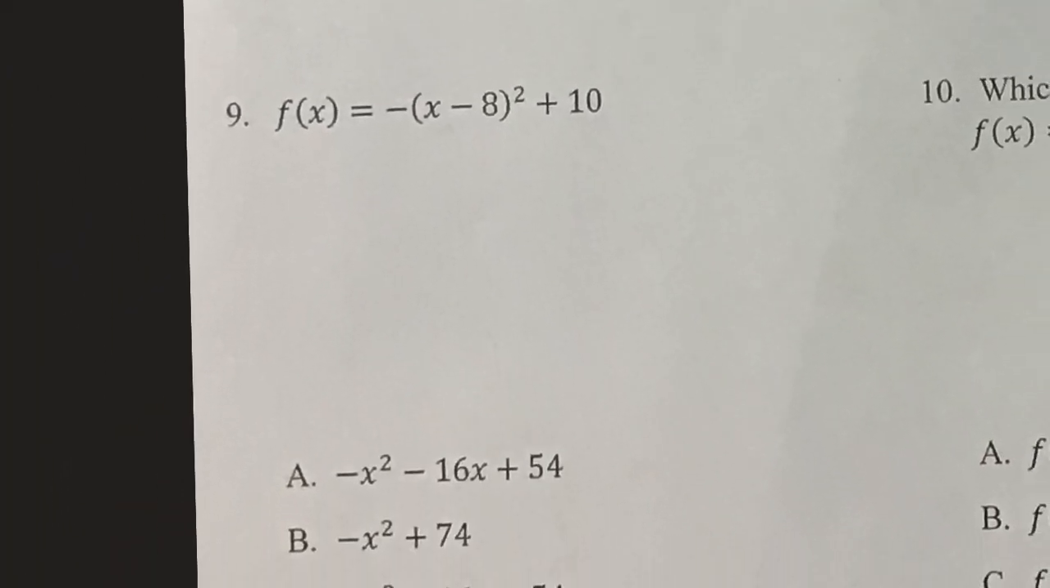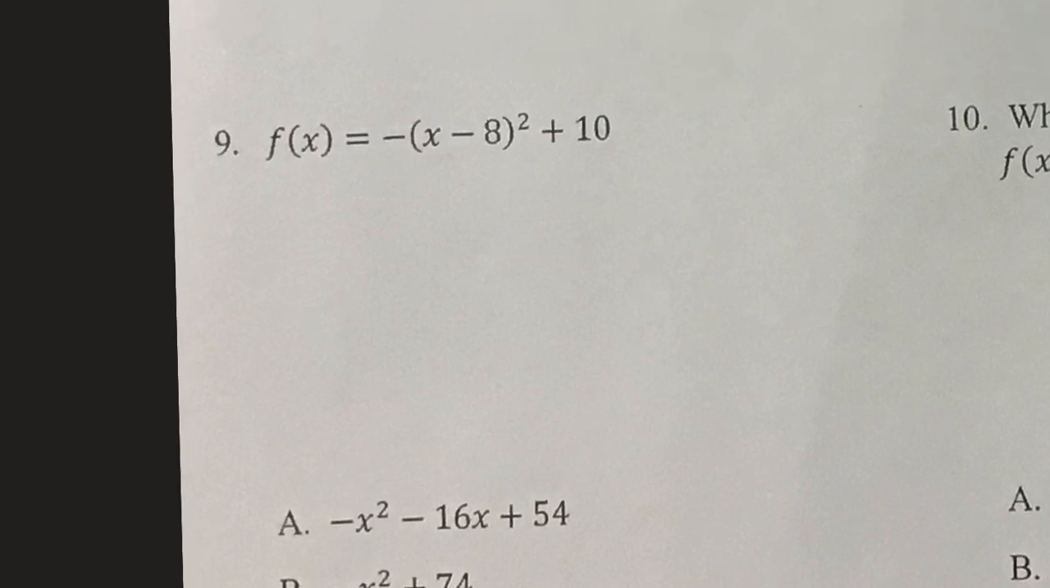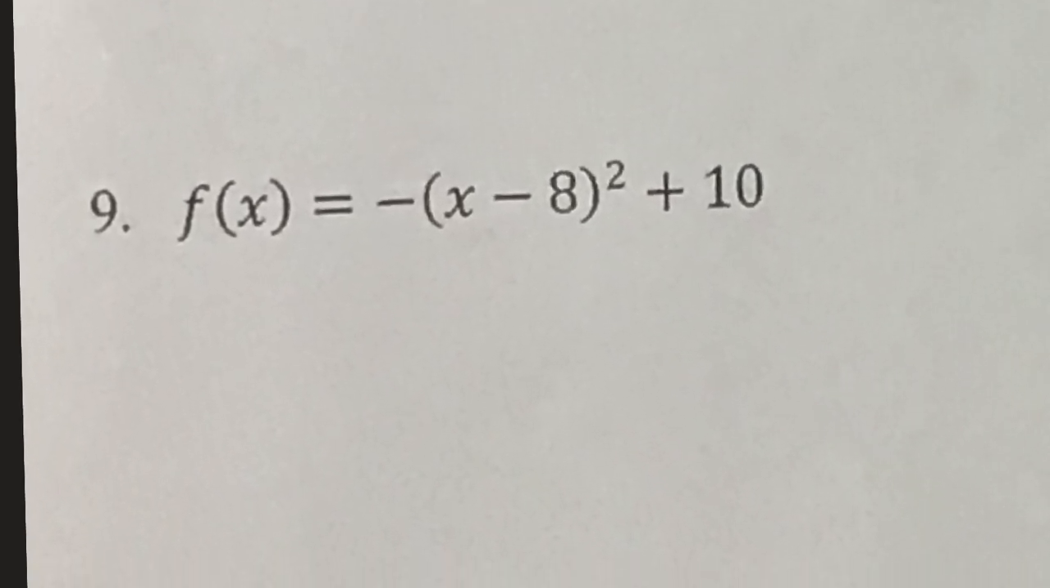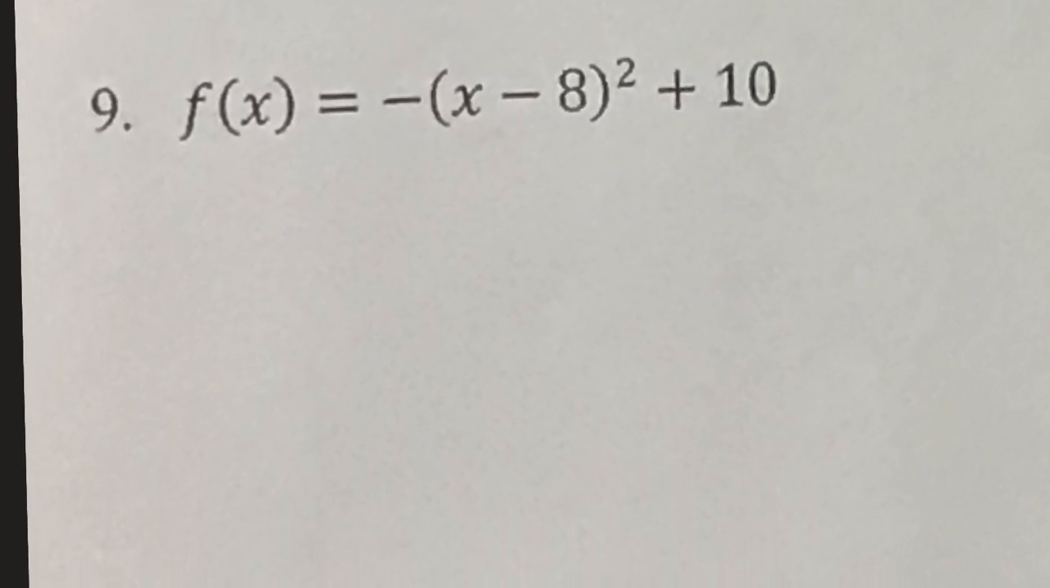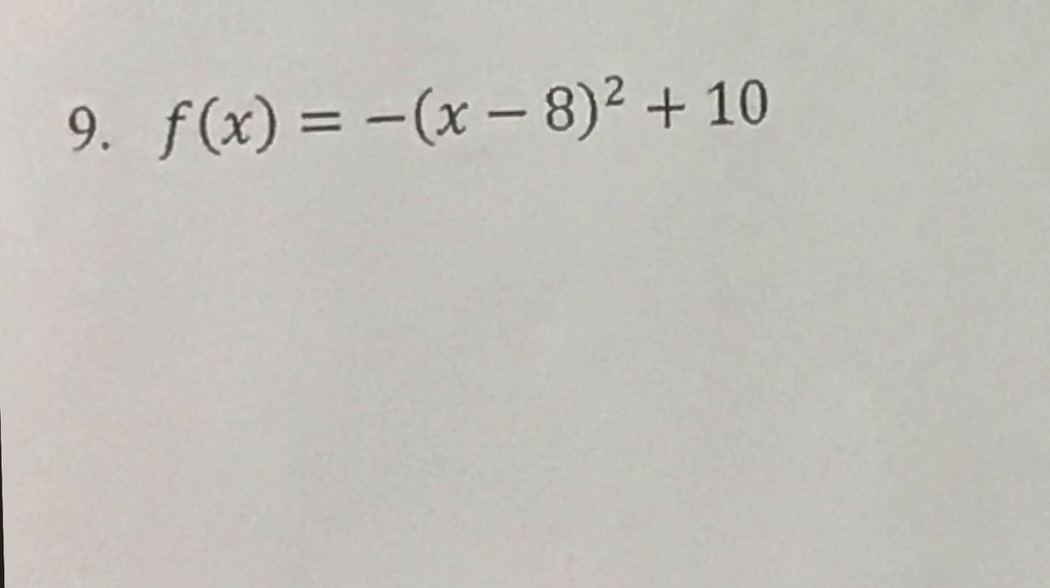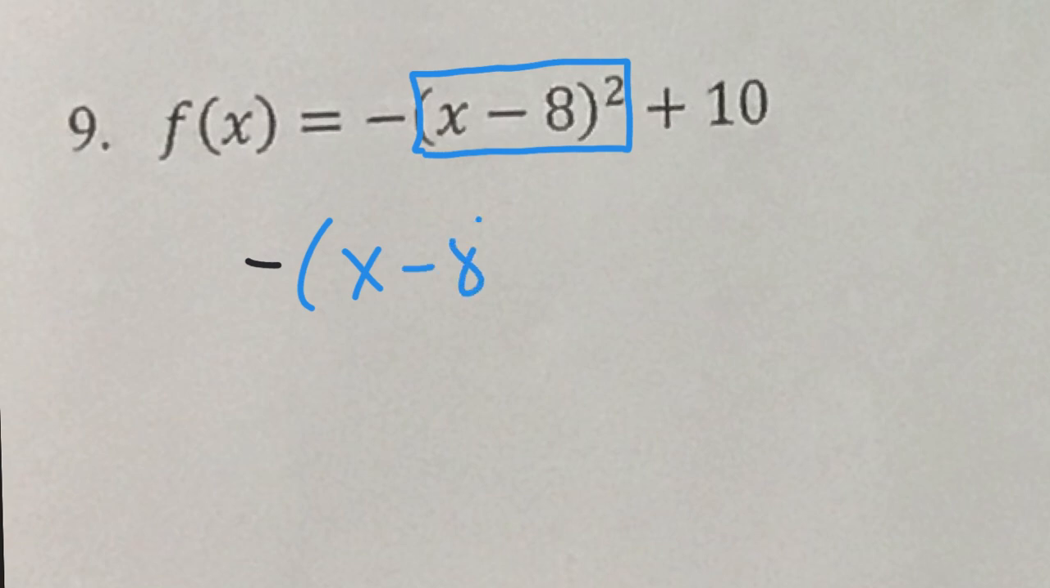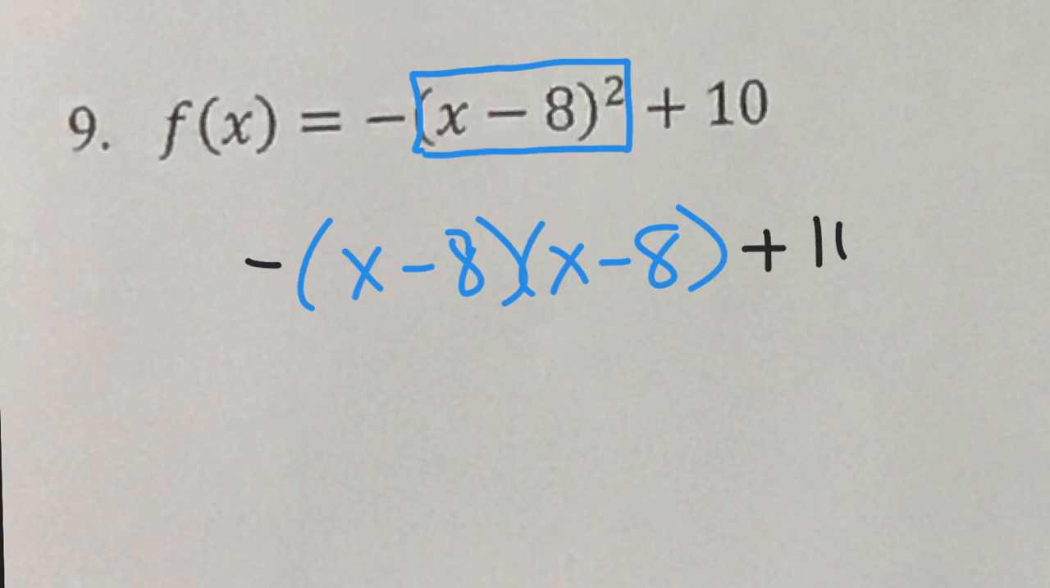Right, we have some options. A, B, C, and D are our options. So let's see what the right answer is going to be. Okay, first we start with multiplying by itself. X minus 8 times x minus 8. That's what this square means, multiply it by itself. Okay, so let's do that.